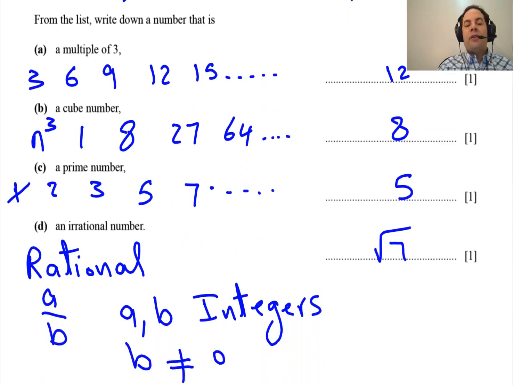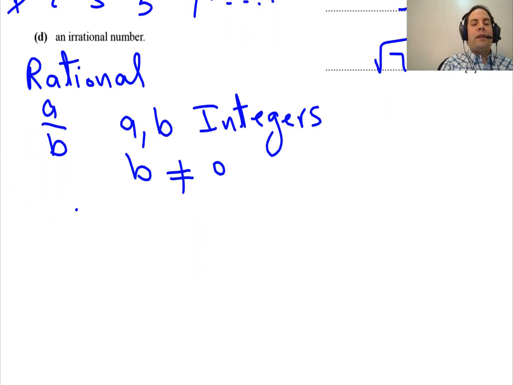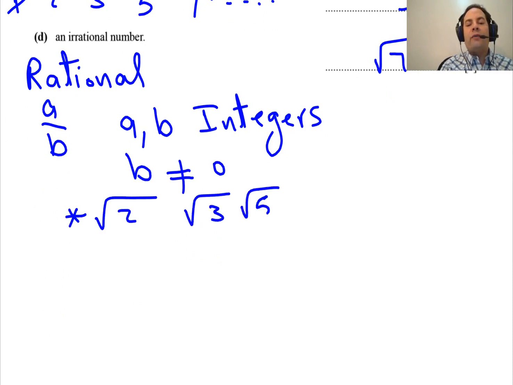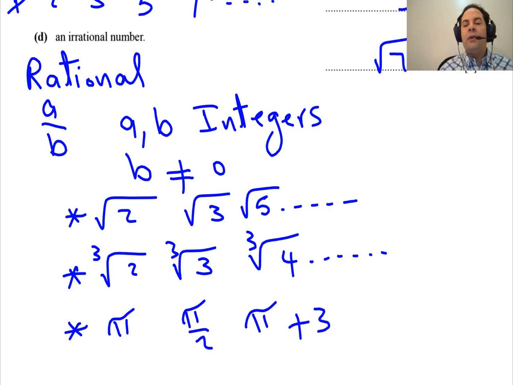In your syllabus, for the irrational numbers, I will give you hints with examples. The square root of a number that is not a square, like the square root of 2, the square root of 3, the square root of 5, are irrational. And the cube root of a number that is not a cube, like the cube root of 2, 3, 4, are irrational. What else? Any number in terms of pi, like pi over 2, pi plus 3, any number that includes pi.